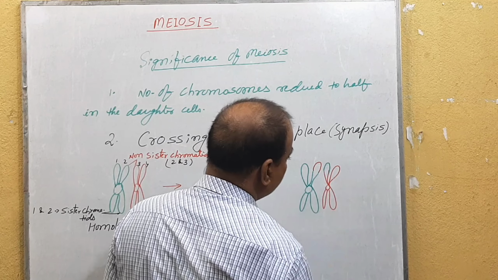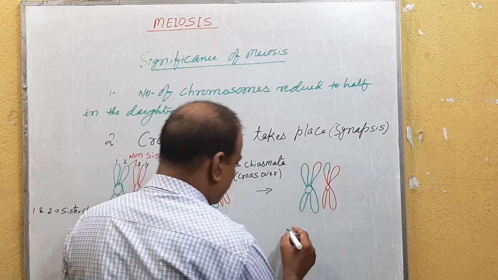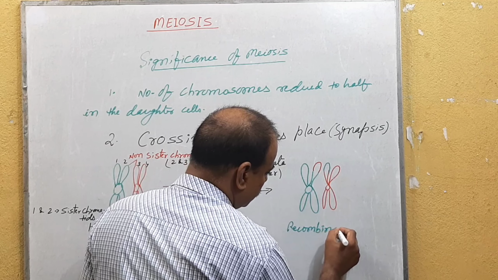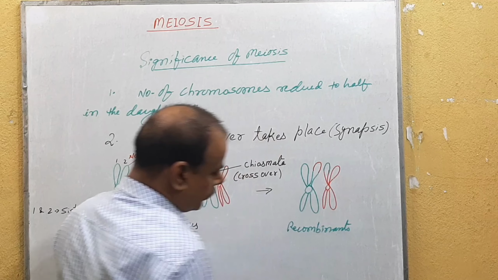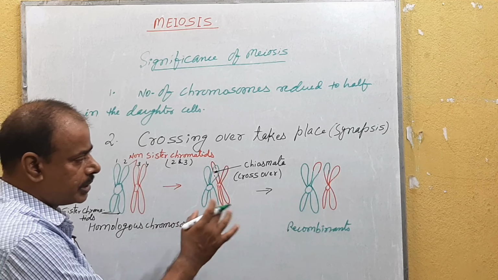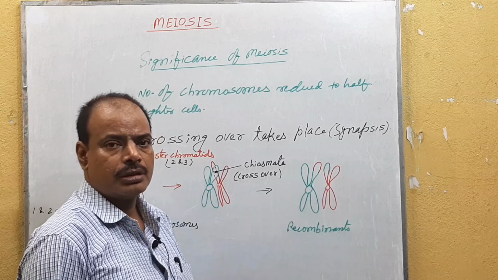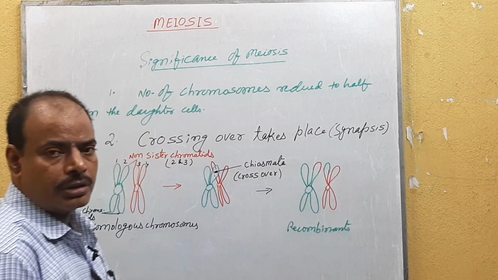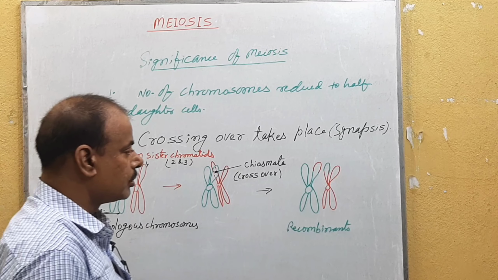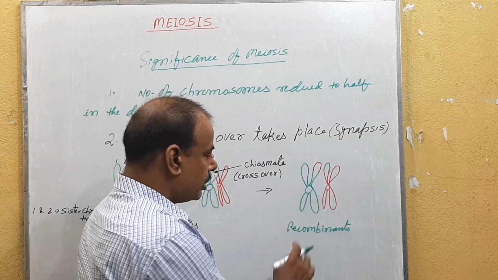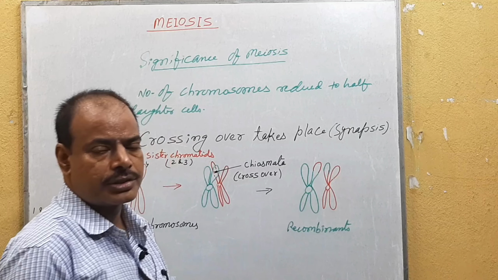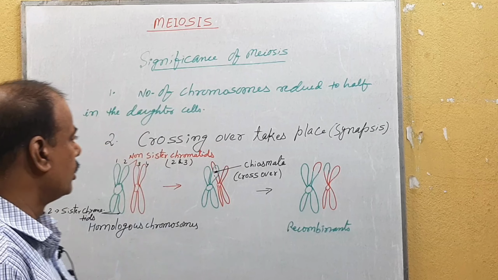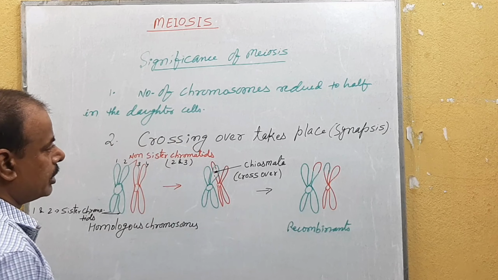After exchanging genetic material, these are known as recombinants. This recombination causes variations, and variations lead to the origin of new species, known as speciation, as well as helping in the survival of an organism in harsh climatic conditions. So crossing over is very important.